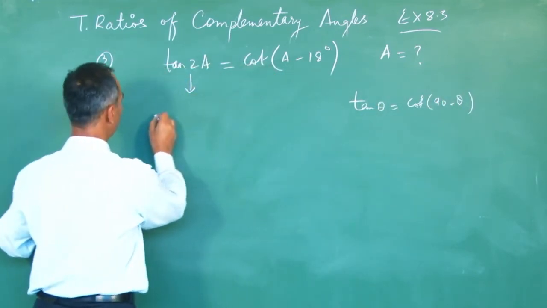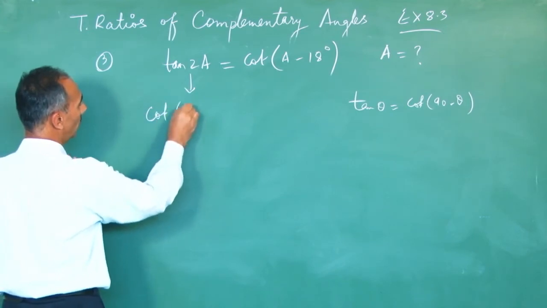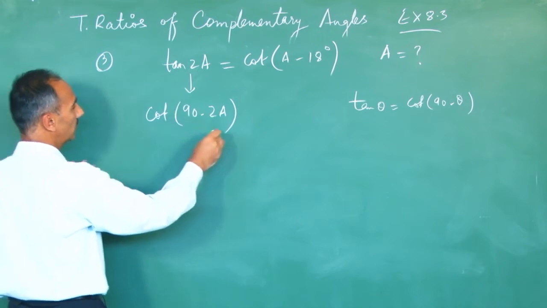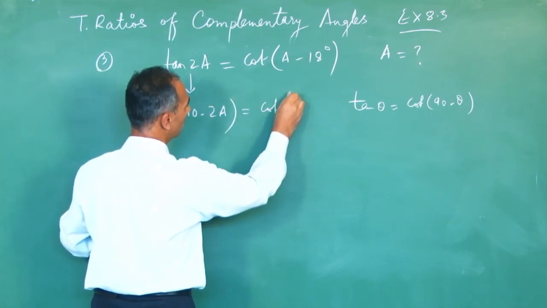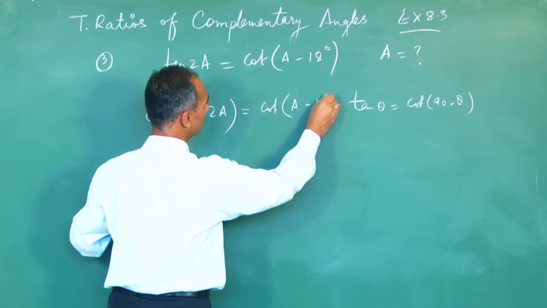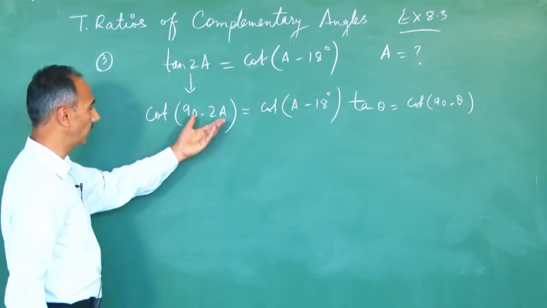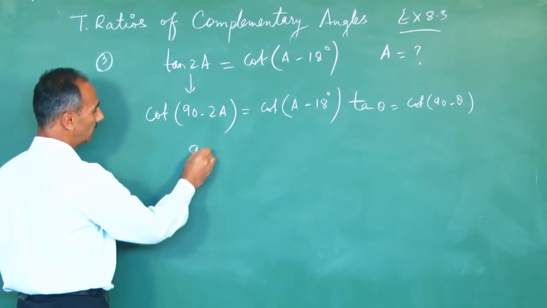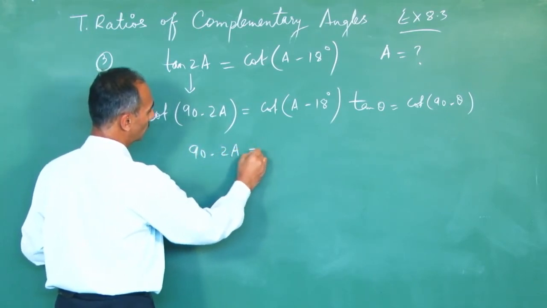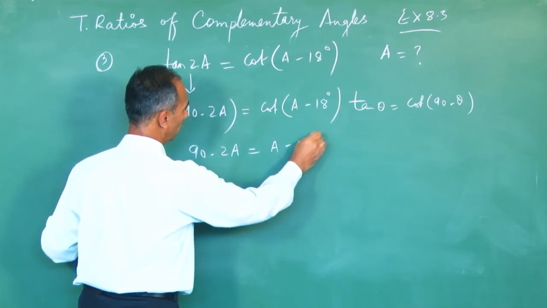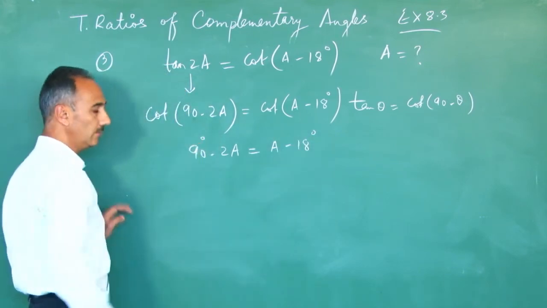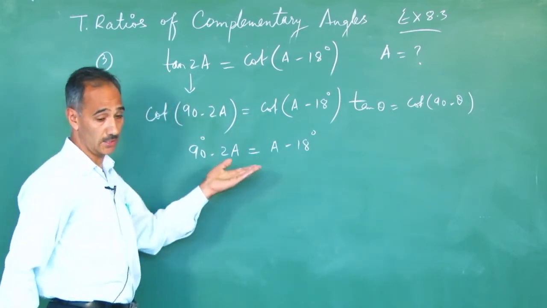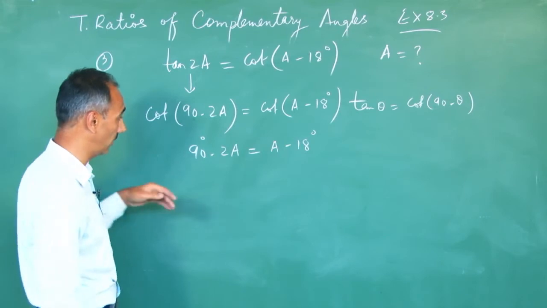So this tan I am expressing in terms of cot. So this is cot of 90 minus theta, where theta is my 2a. My right hand side is as it is, cot of a minus 18 degrees. So cot of this angle is equal to cot of this angle. If we equate, we will get 90 minus 2a has to be equal to a minus 18. What is this? This is an equation in a single variable a. We will solve it to get the value of a.